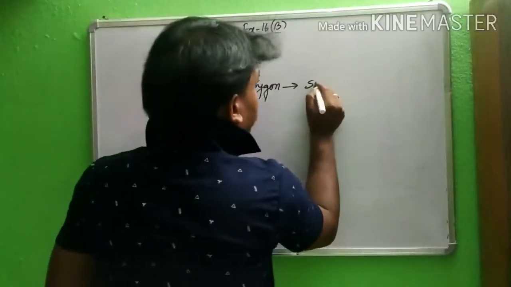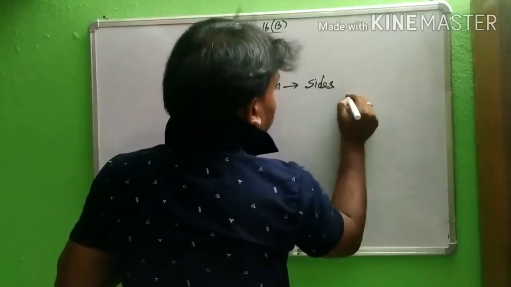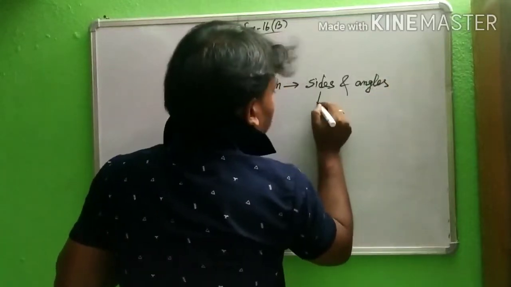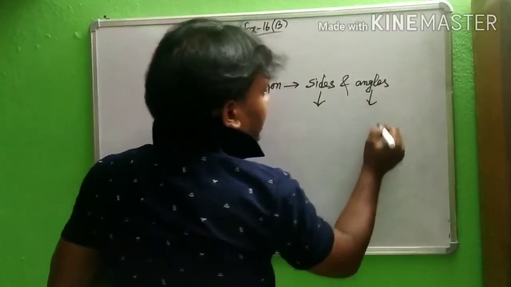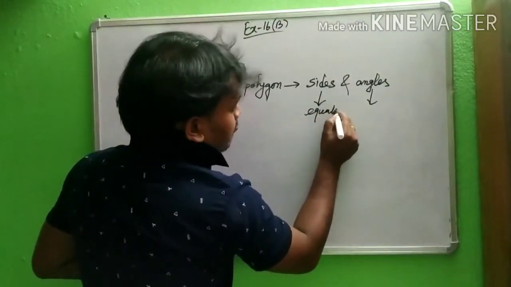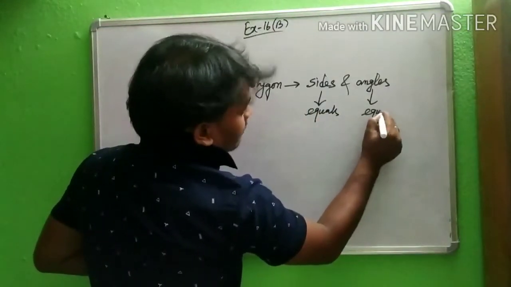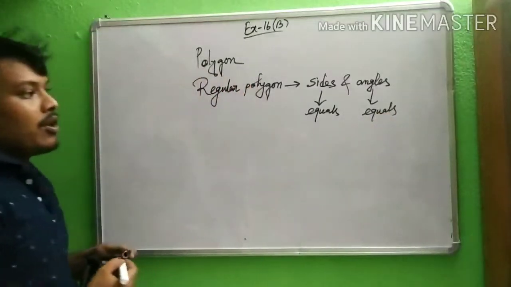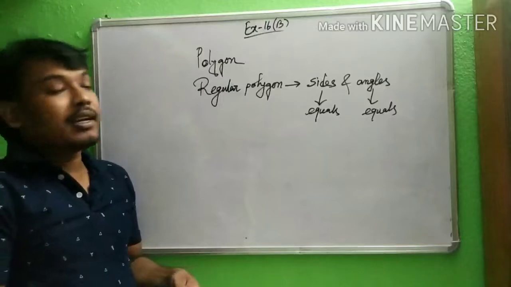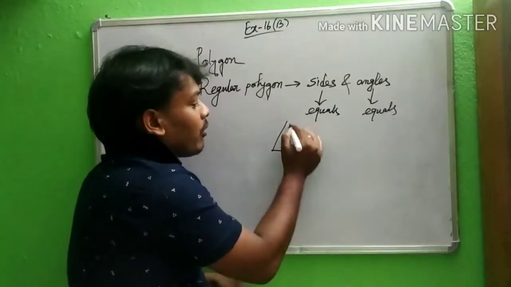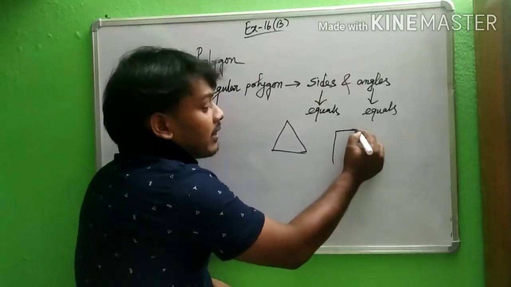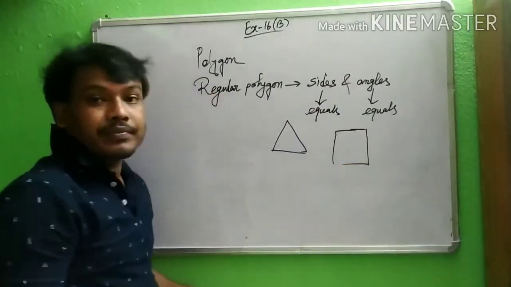So all sides are equal, and all angles are equal. For example, an equilateral triangle is a regular polygon, because all its sides are equal. A square is also a regular polygon.